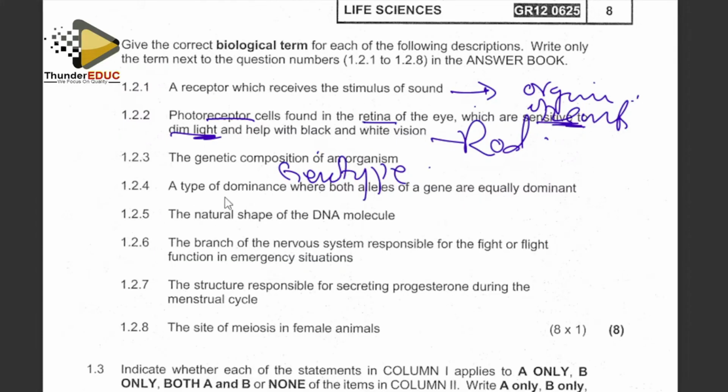Someone is saying it was tricky. The type of dominancy where both alleles of the gene are equally dominant. Neither of the two alleles is completely dominant over the other. That is not incomplete dominance, because they are saying they are equally dominant, meaning that they are both expressed in the phenotype of an organism. Therefore, it becomes co-dominancy. They're saying the shape of DNA is double helix. There is no other word you're supposed to put here. It's double helix. That's it.